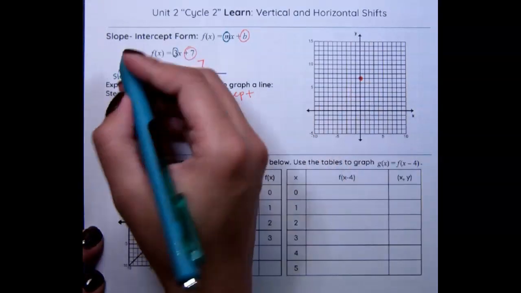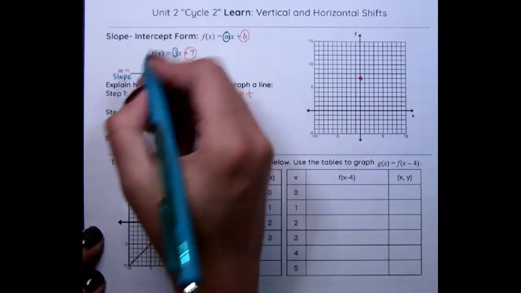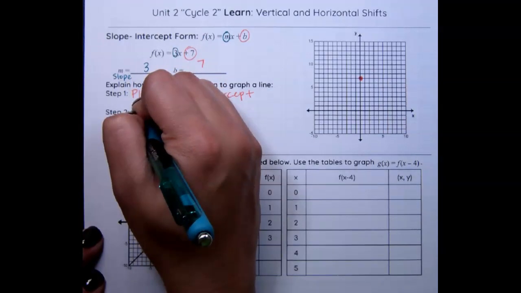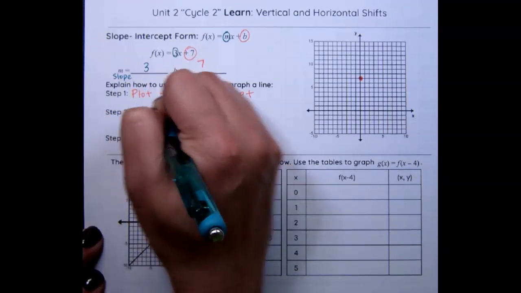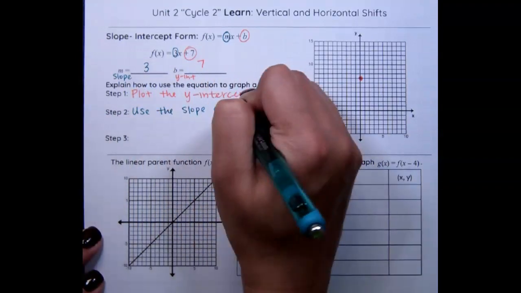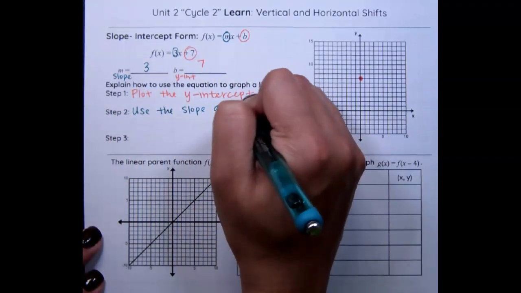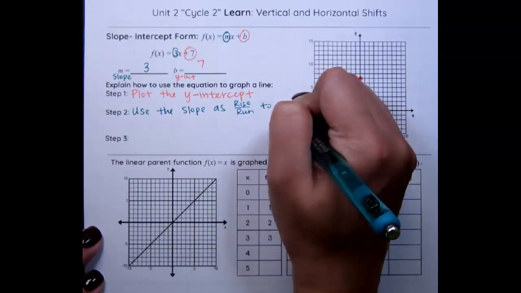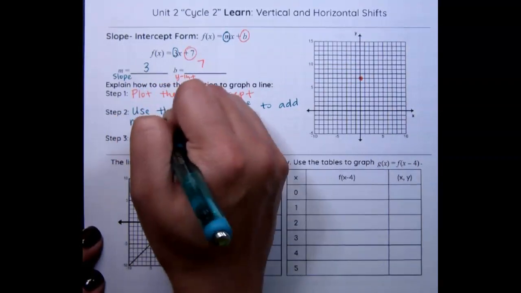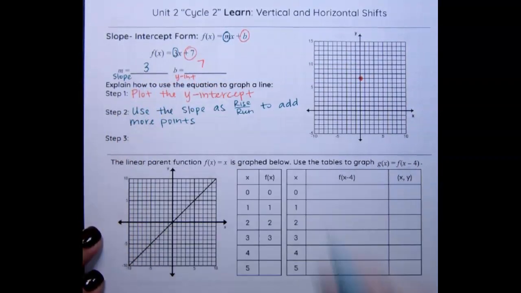Step 2 is to use your slope. How do we use slope on a graph? Hopefully you said or you think rise over run. So you use the slope as rise over run to add more points. I would say at least 2 or 3 more points. The more points you put on your graph, the better your line is going to look.